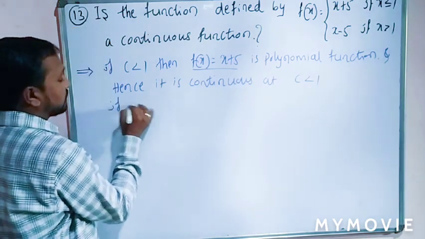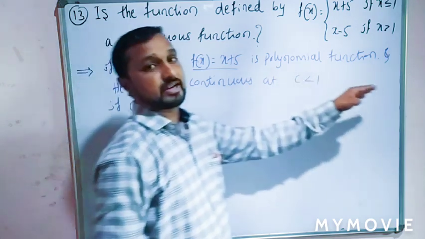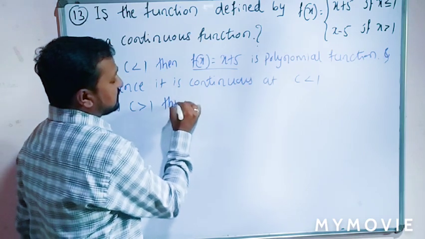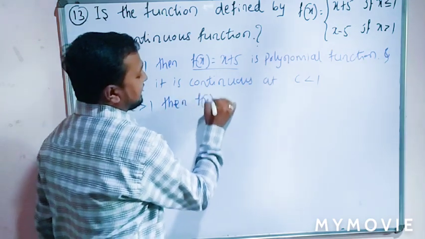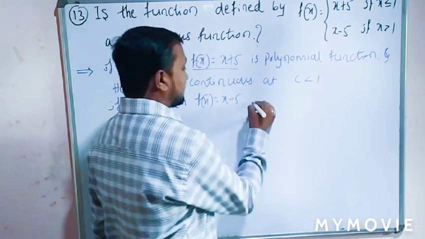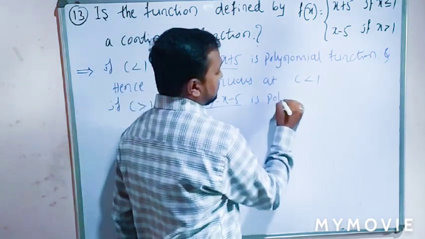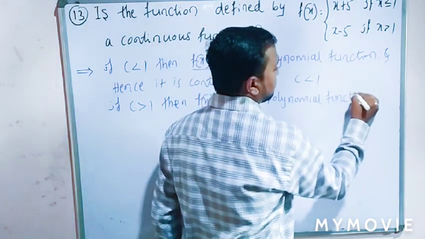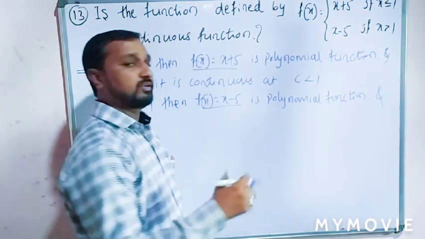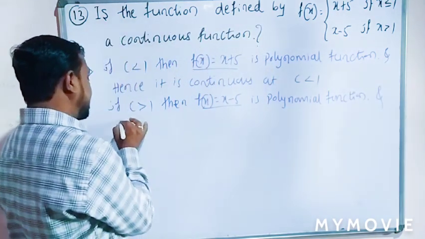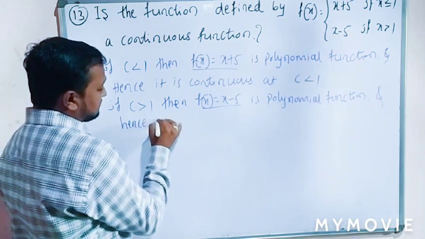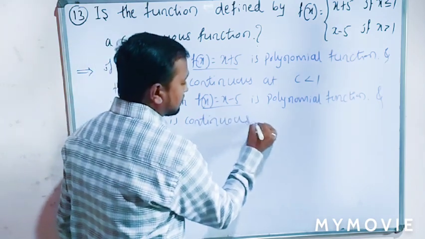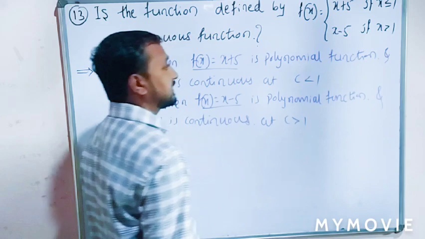Next again, if every real number c is greater than 1, then what is your function? Then f of x should be x minus 5. X minus 5 is also a polynomial function, and already we know that every polynomial function is continuous, and hence it is continuous at every real number c greater than 1.